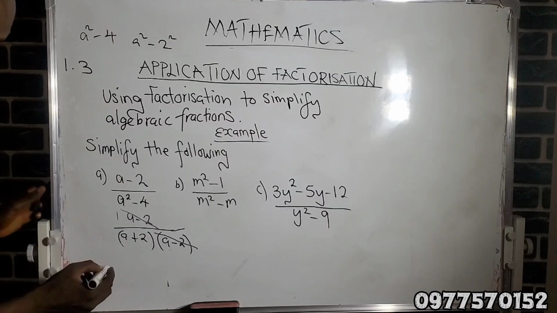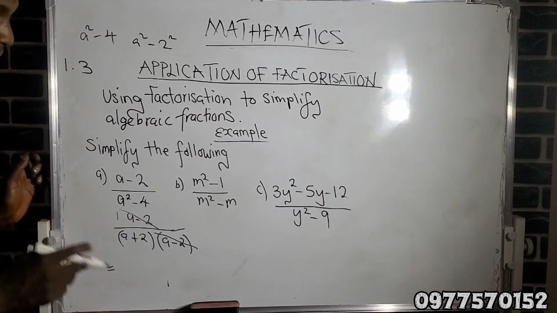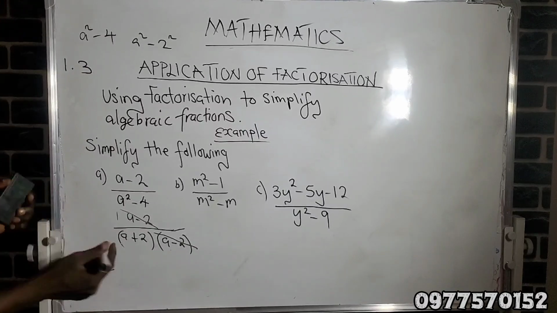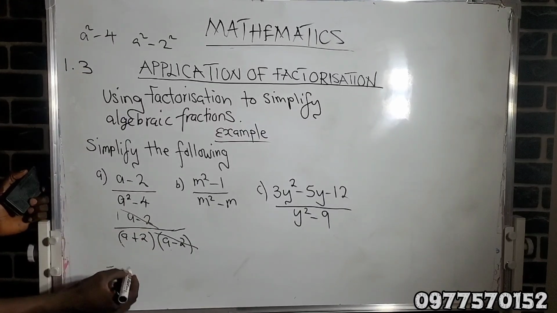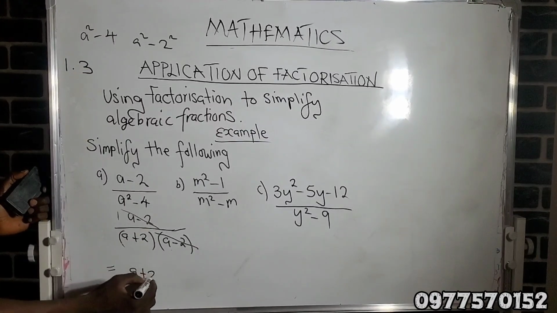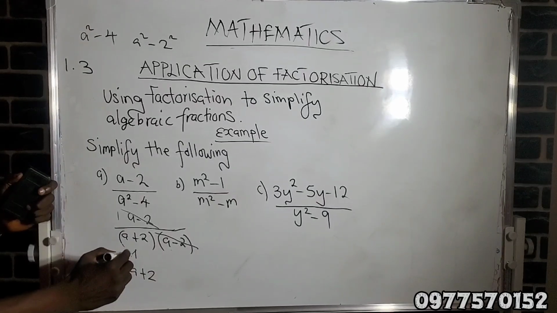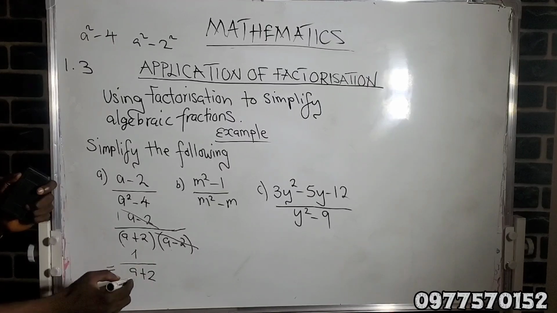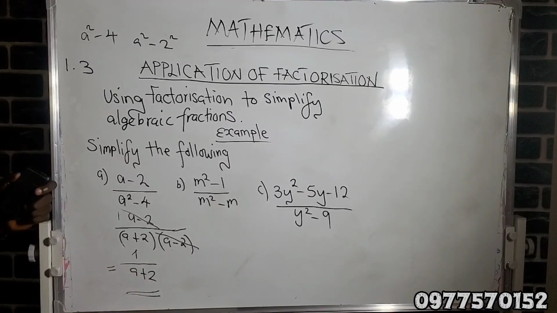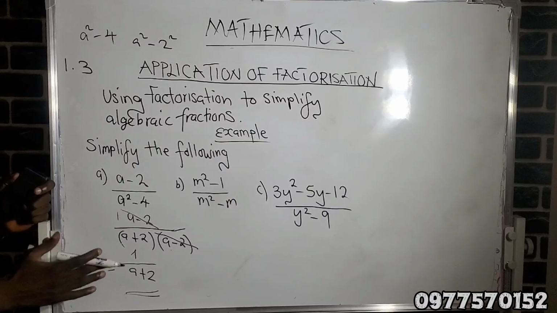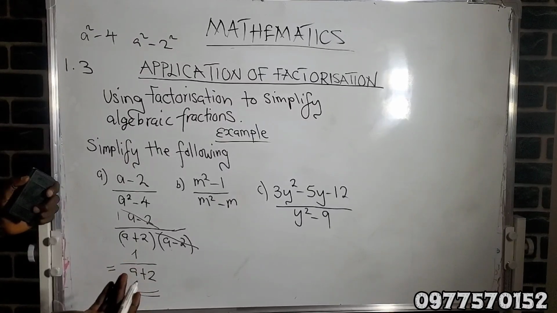Okay. So the final answer, the mistake that most of you make is by just writing the final answer, I'm only remaining with a plus 2. This is a mistake. Remember on top we're remaining with what? 1. So you need to add even that 1. So the answer is 1 over a plus 2. We've simplified this one. Yes. Let's go to the next.